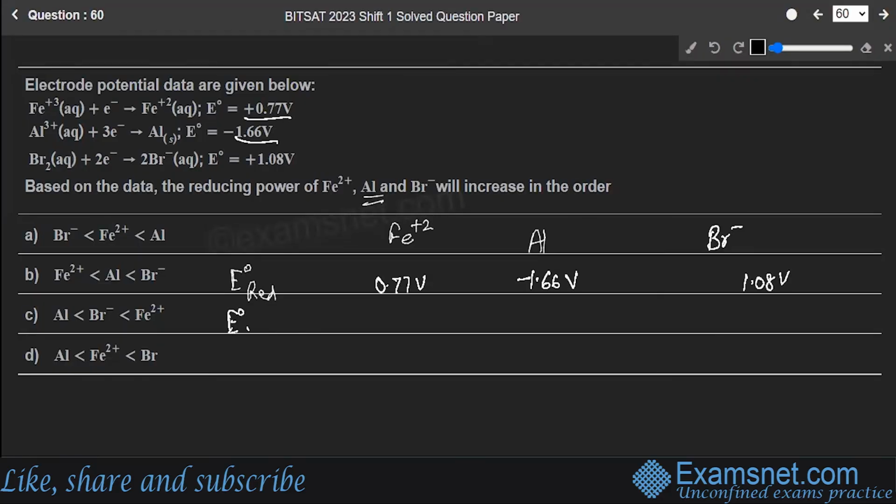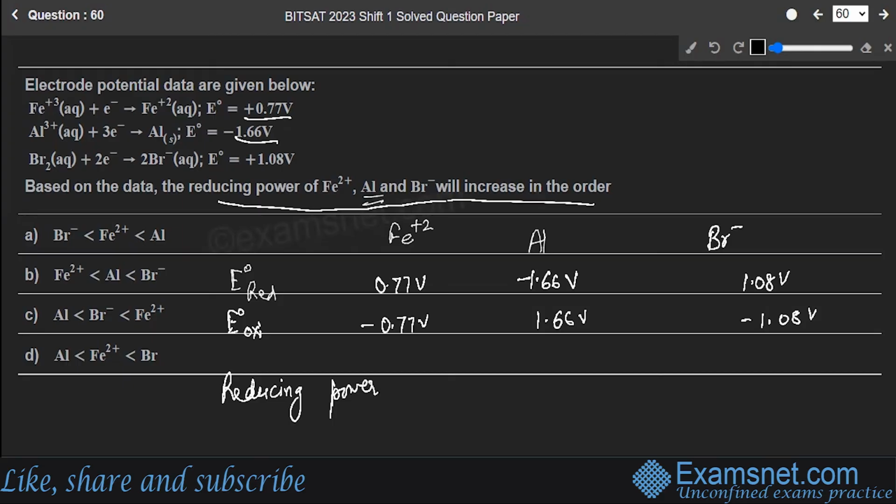And for the oxidation, it will be the opposite of it. This will be minus 0.77. This will be plus 1.66. This will be minus 1.08. Now you have to find out the reducing power, which will increase in which order. So the reducing power will be given by Al followed by Fe2 plus, and the last one is Br minus. That makes A option as the correct answer.